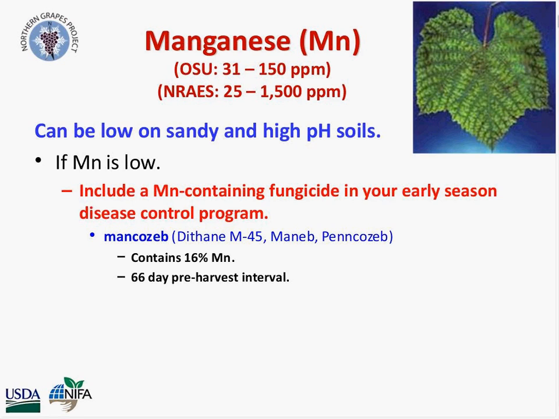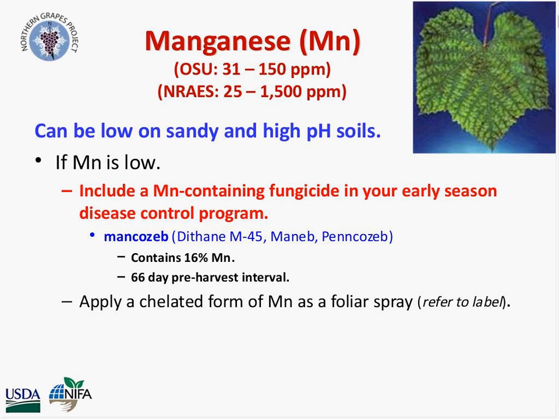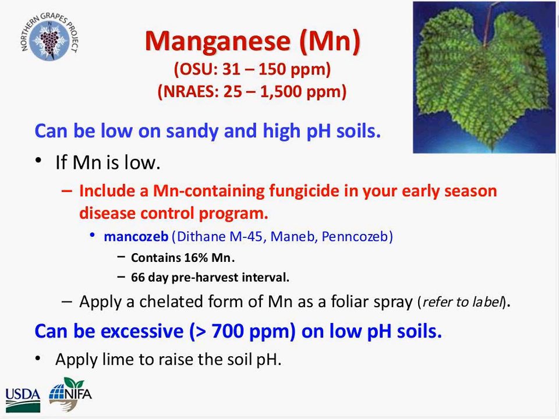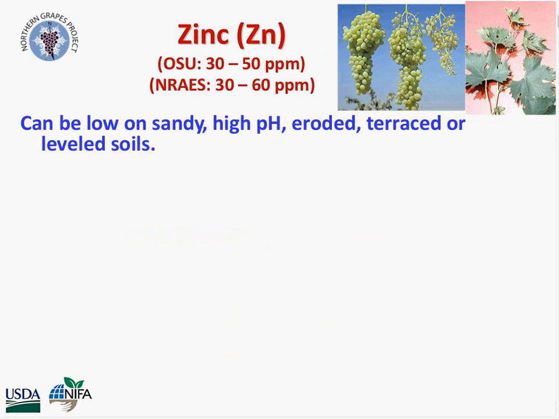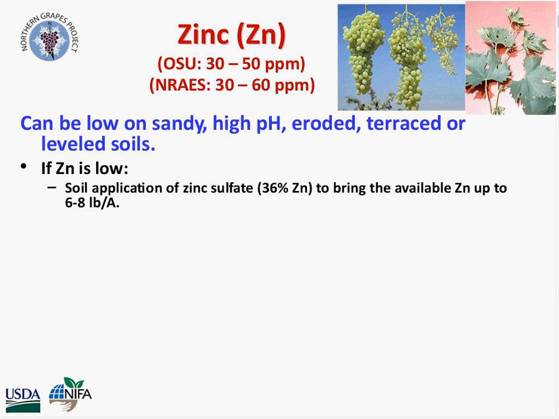Zinc, again, it can be low on sandy, high pH, eroded, or leveled soils. And if it's low, then soil applications of zinc sulfate to bring it up to 6 to 8 pounds of zinc per acre, and include zinc-containing fungicides in your early disease control program. The Mancozeb has 2% zinc, Ziram is 16% zinc, so it is a way to kill 2 birds with one stone. And apply chelated forms of zinc as a foliar spray as well.